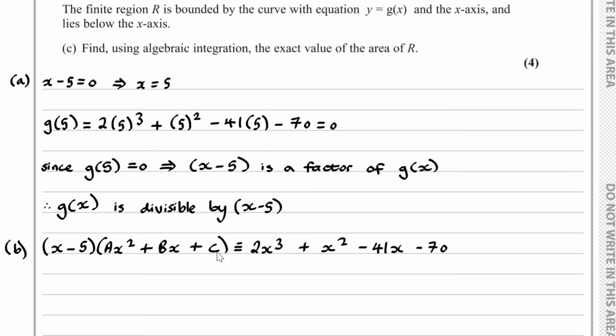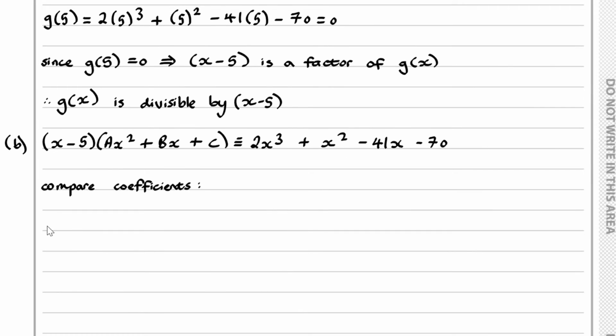And to find out the values of a, b and c, we can compare coefficients. Of course, there are other methods of finding this quadratic factor. The method I'm going to use, compare coefficients. So if we compare coefficients, if we compare the x cubed terms, x times by ax squared gives an x cubed term, and on the other side we have 2. Perhaps if I colour code this, we have x times by ax squared, which gives the 2x cubed. Okay?